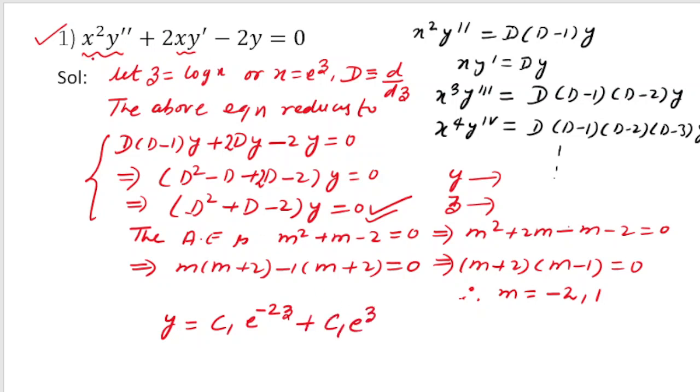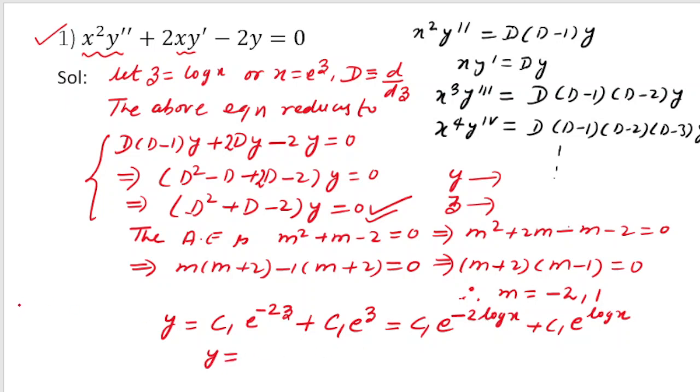But the original equation was in terms of x and y, so we can't leave our answer like this. We have to transform it in terms of x only. So I will write c1 e to the power minus 2 log x, since z is equal to log x, plus c1 e to the power z, where z is equal to log x. So what do I get? I get y is equal to x to the power minus 2.